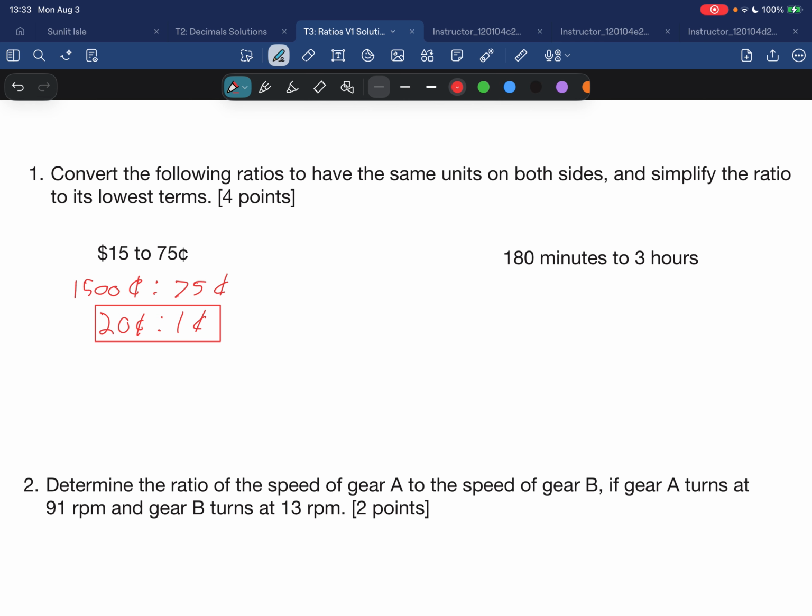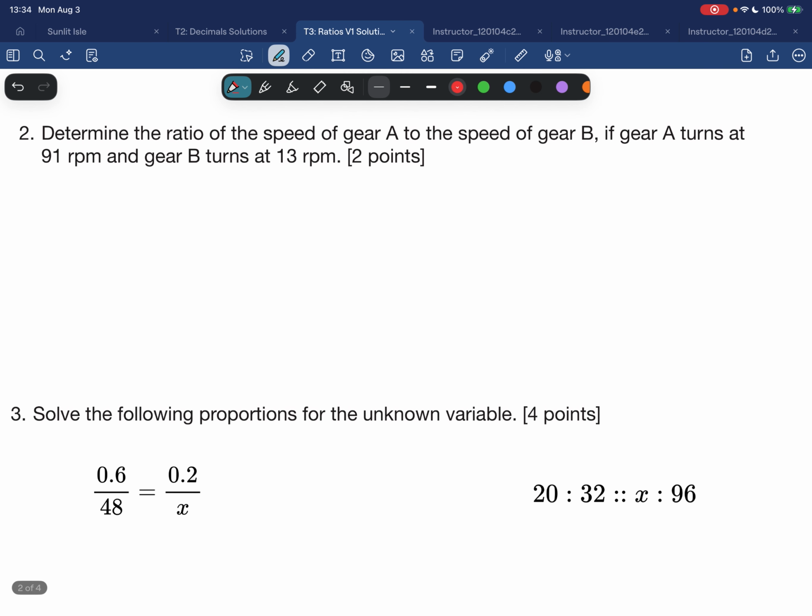In this case, because I've done the math already in my head, I'm going to go the other way, small unit to big unit. So I'm going to convert minutes into hours first. I know there are 60 minutes in an hour, so if I take 60 plus 60 plus 60, that equals 180. So here I have 1, 2, 3 hours. So I'm going to have 3 hours to 3 hours, which is a 1-to-1 ratio here.